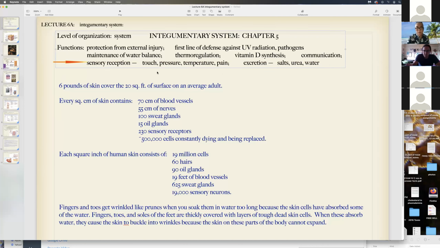Sensory reception. This is a set of the general senses: touch, pressure, temperature, and pain. And it's also there for excretion. When you sweat, the items it's going to be sending out are mostly water, but it would also include salt and urea. Okay. Your skin takes over excretion during exercise.